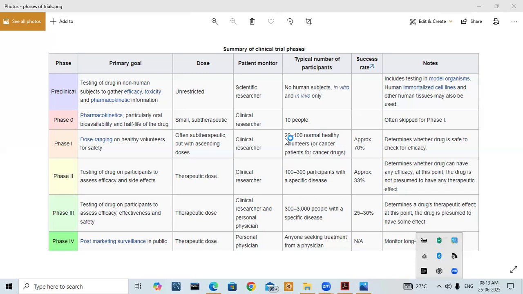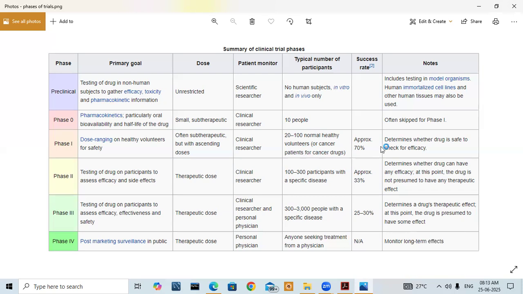Now we can increase the number of people from phase 2 onwards. From phase 2 onwards, we can take more people. Understood? Sorry, in phase 1 we are taking only 100 people, not 300. Less than 100 people only, 20 to 100 people. Less than 100 people are taken in the phase 1 studies, and normal healthy volunteers are taken.